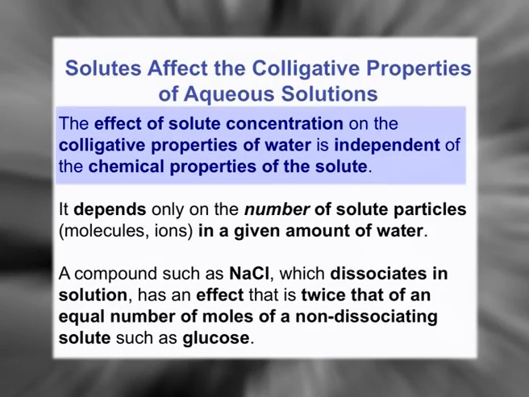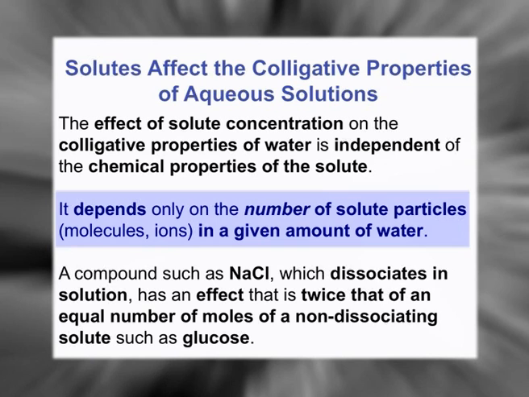And this effect is dependent upon the fact that the concentration of water is lower in the solution compared to the pure water. Now this effect of solutes on the properties of water does not depend on the chemical nature of the solute. It only depends on the number of solute particles present in a given amount of water. For example, if you take a non-dissociating solute like glucose, it doesn't dissociate. On the other hand, if you compare the effect of sodium chloride, which dissociates completely to generate two ions, that is two particles, then the same amount of sodium chloride will give twice the effect of the same amount of glucose.